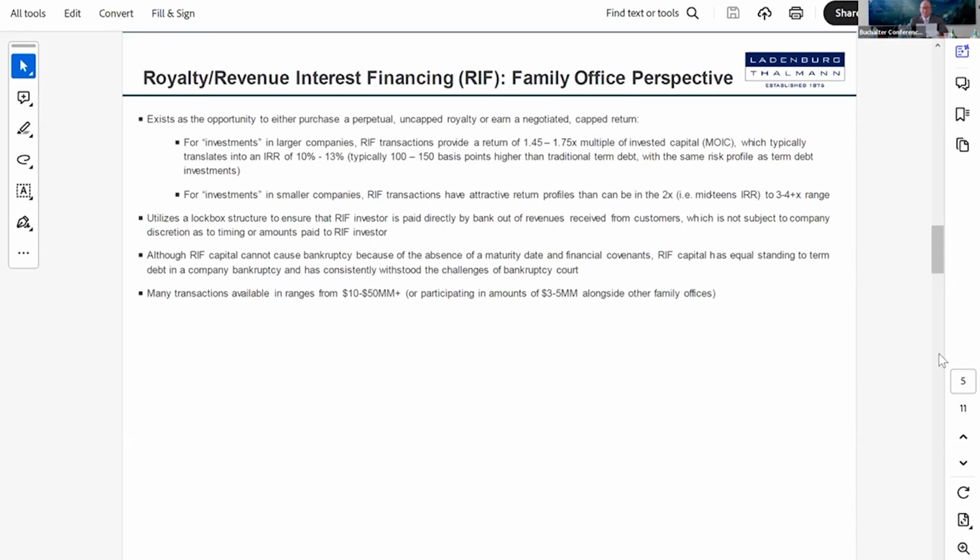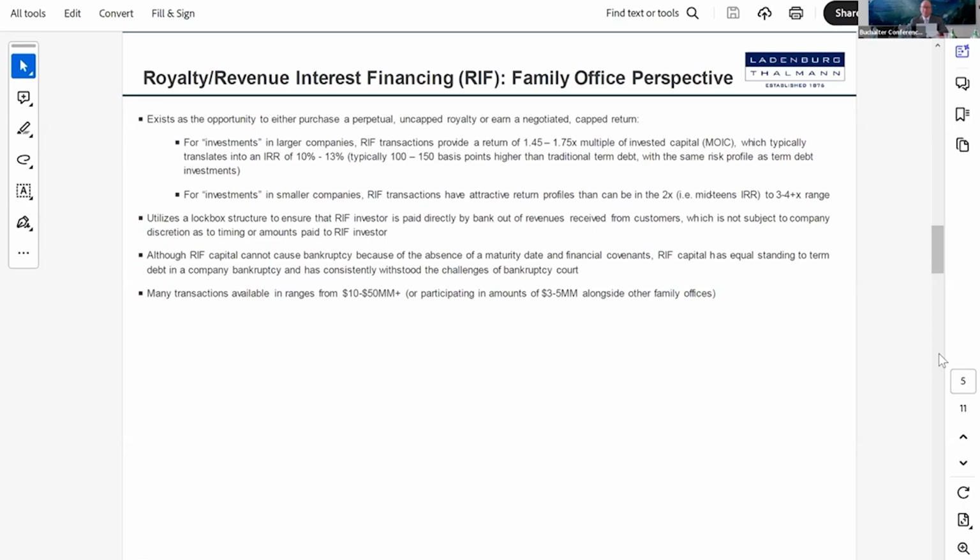For this form of financing, for example, if there's a negotiated cap of 1.75x, and let's say your family office is an investor, there is basically a self-executing put option that puts the revenue interest to the company prior to it going into bankruptcy. So your entire return of 1.75x is protected, and none of it is treated as post-petition interest. So you're actually in a better position than the term debt lender in terms of bankruptcy.